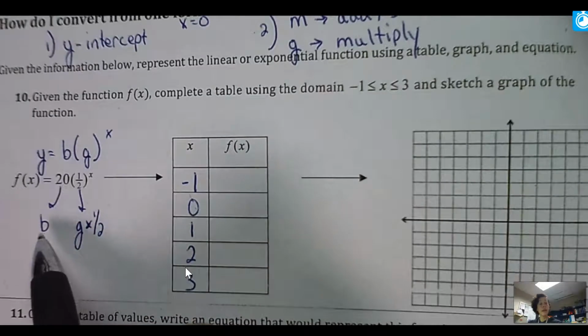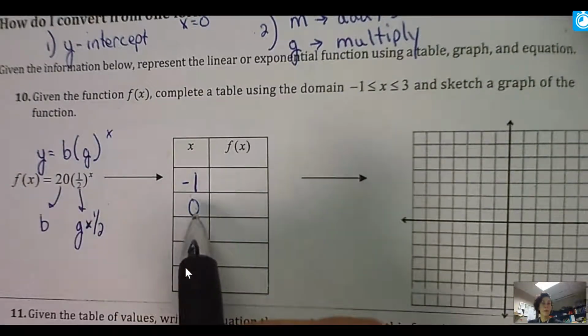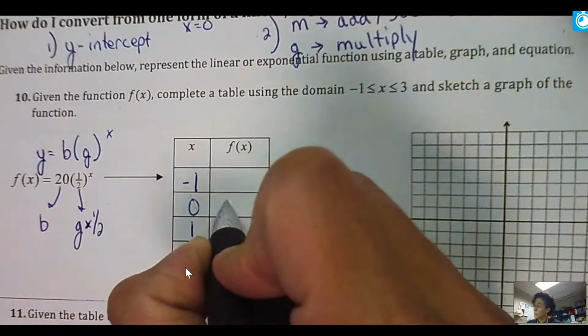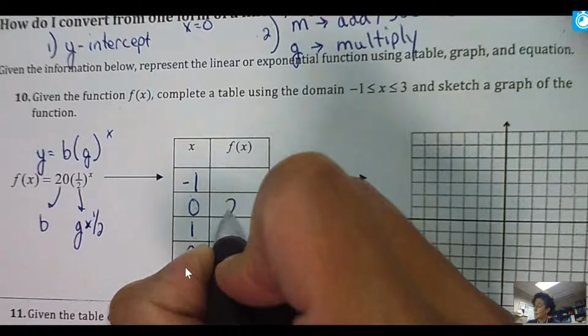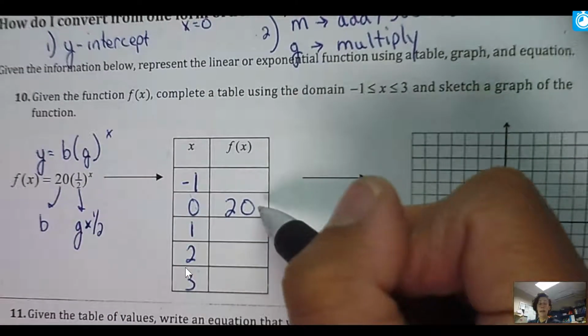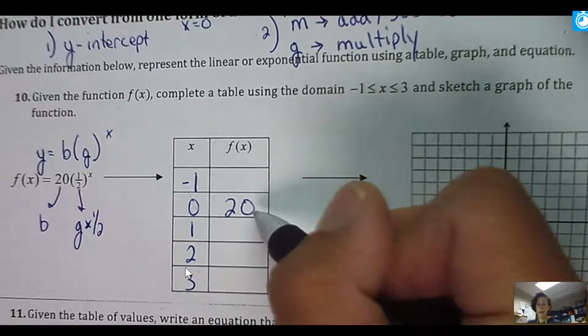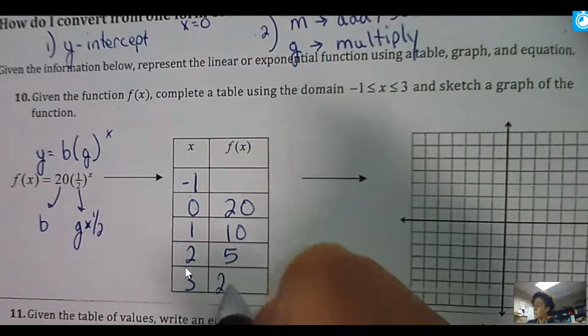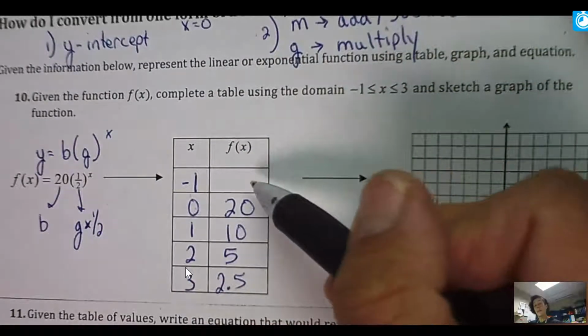So where I want to begin is with 20, but I'm beginning a couple of times here. So I want to make sure that I go to where x is 0. So I'm going to begin with 20, and then I'm going to multiply by half. So 20 times half, or half of 20, is 10. Half of 10 is 5. Half of 5 is 2.5. But I still need to fill in this one.